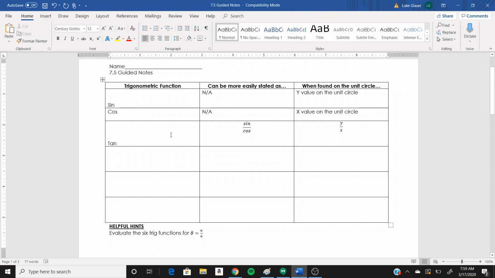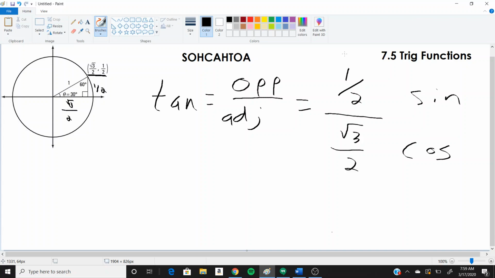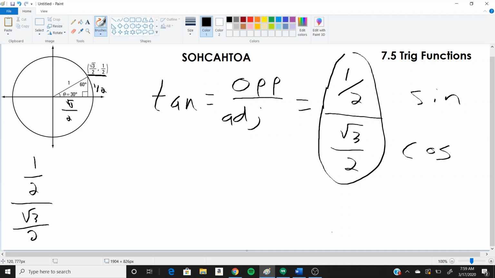So tangent, just to reiterate, tangent can be more easily stated as sine over cosine, and when found in the unit circle, it's just y over x. Now, this 1/2 over √3/2, that's not simplified, so we're going to have to simplify that by multiplying by the reciprocal. So I've got 1 divided by 2 over √3 divided by 2.